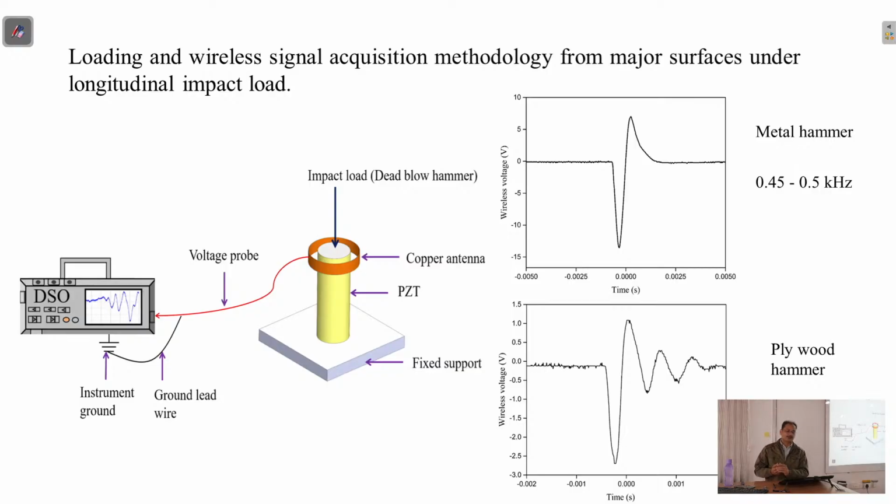These are again the very initial trial experiments, I would say. Again here this is schematic. On a fixed support, which again has to be an insulated one, a PZT cylinder of this kind is placed, and then a copper sheet is wound around it, and then an impact load is applied using a hammer. With this we could of course obtain the signal. That is what is depicted here and here. This is the signal obtained using a metal hammer, and this is with a plywood hammer.